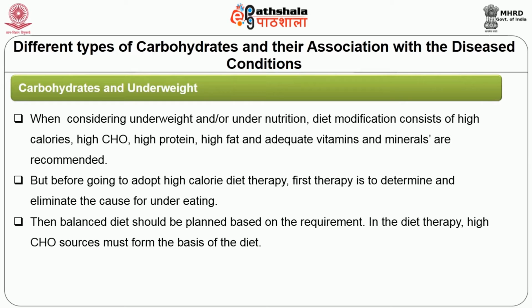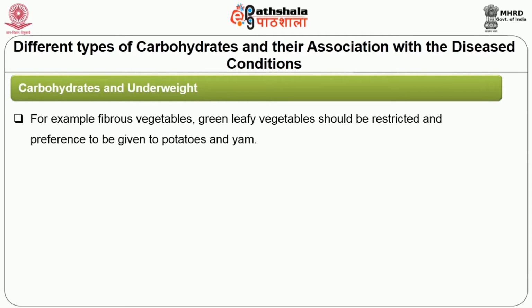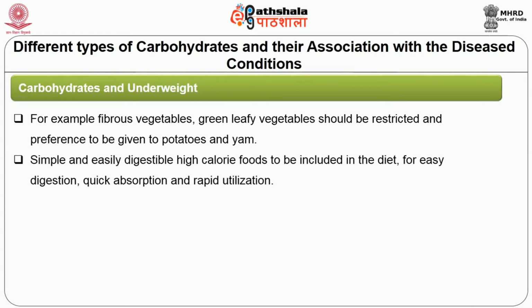In the diet therapy, high carbohydrate sources must form the base of the diet. For example, fibrous vegetables and green leafy vegetables should be restricted and preference given to potato-like carbohydrate rich foods. Simple and easily digestible high calorie foods should be included in the diet for easy digestion, quick absorption, and rapid utilization.